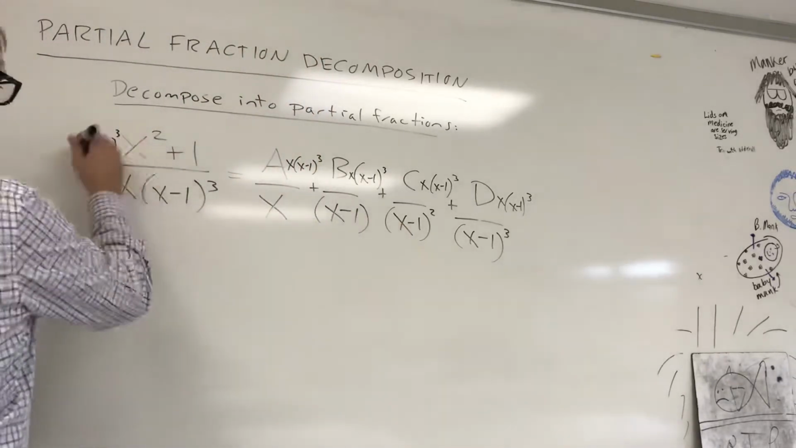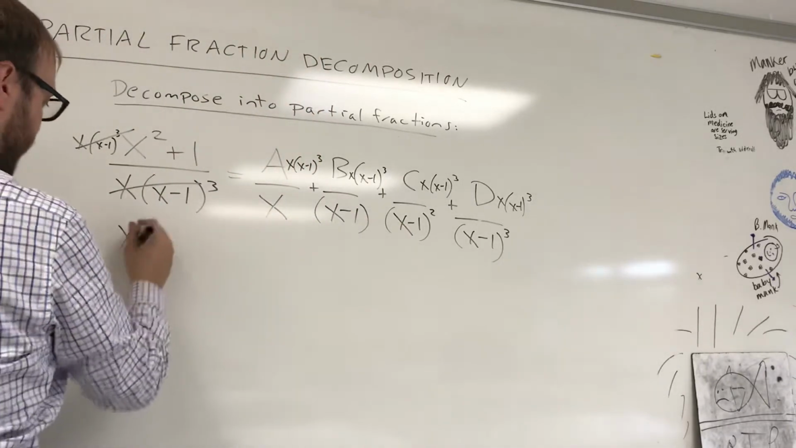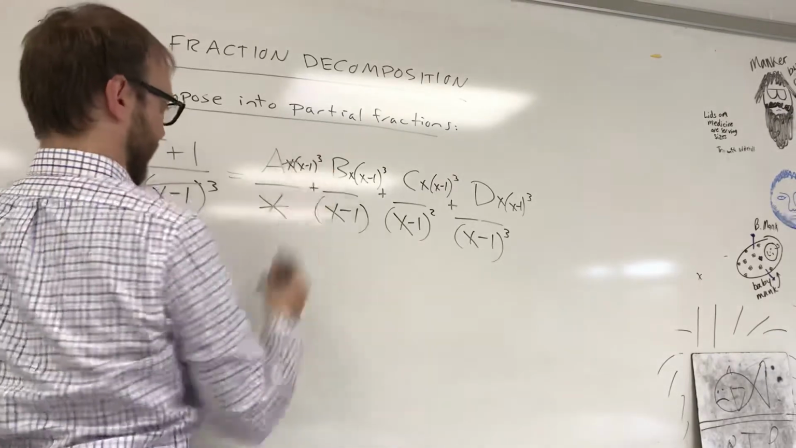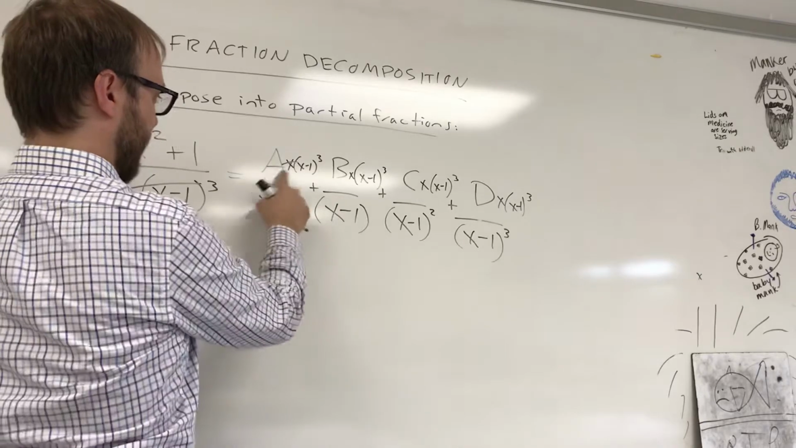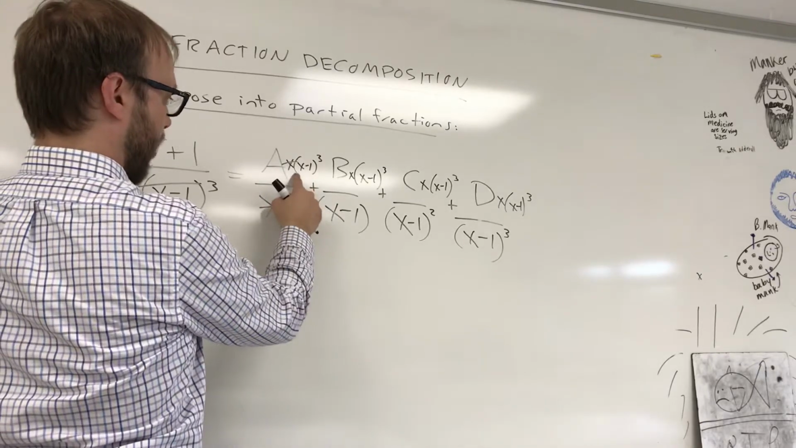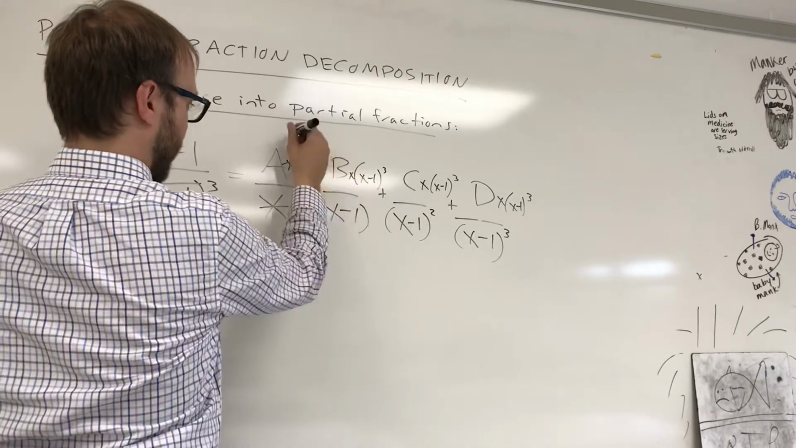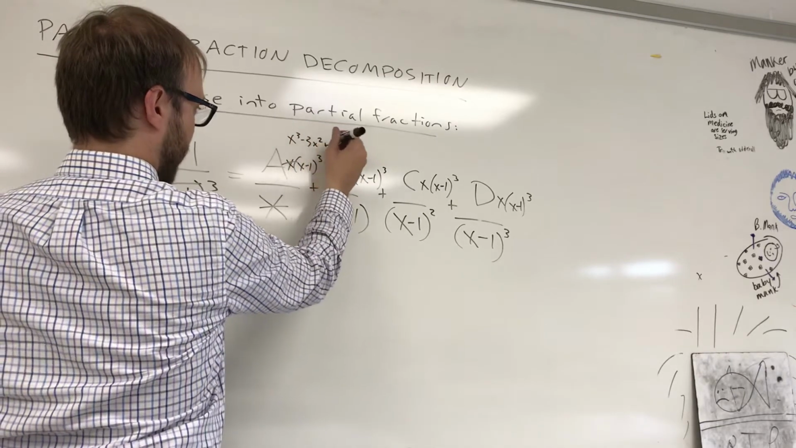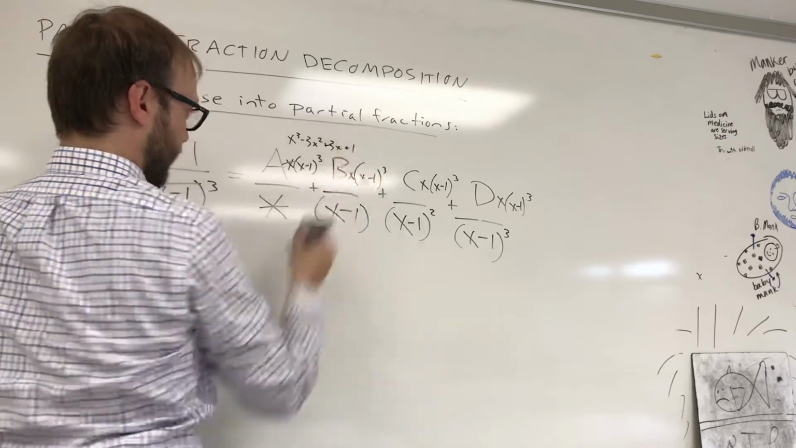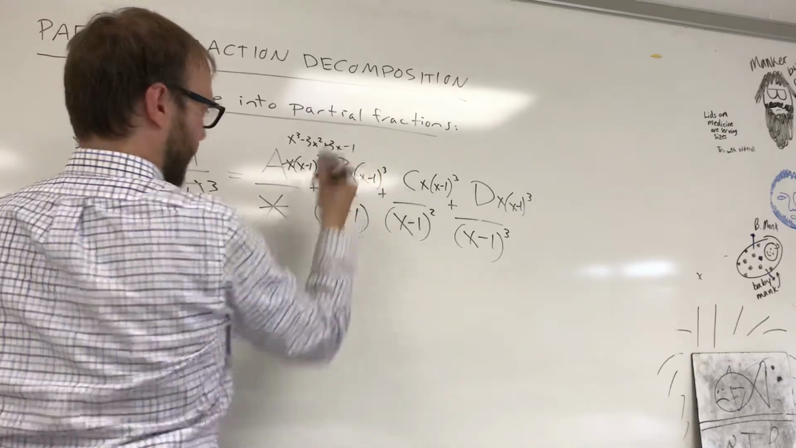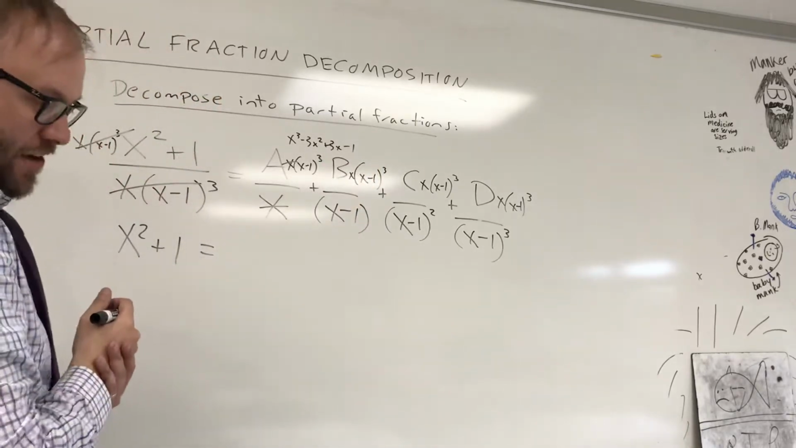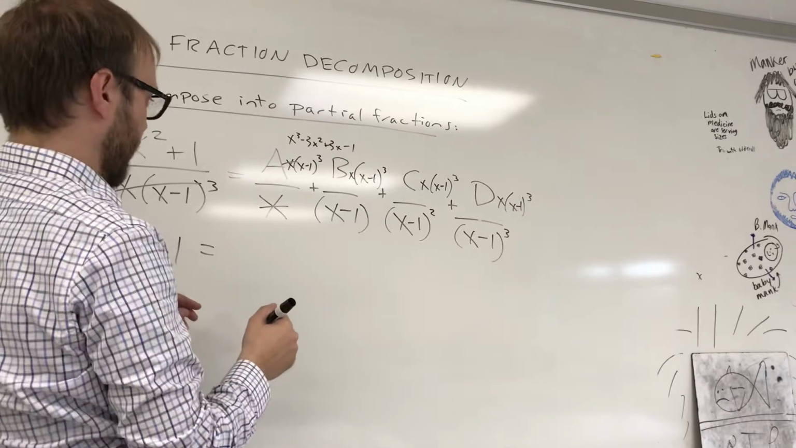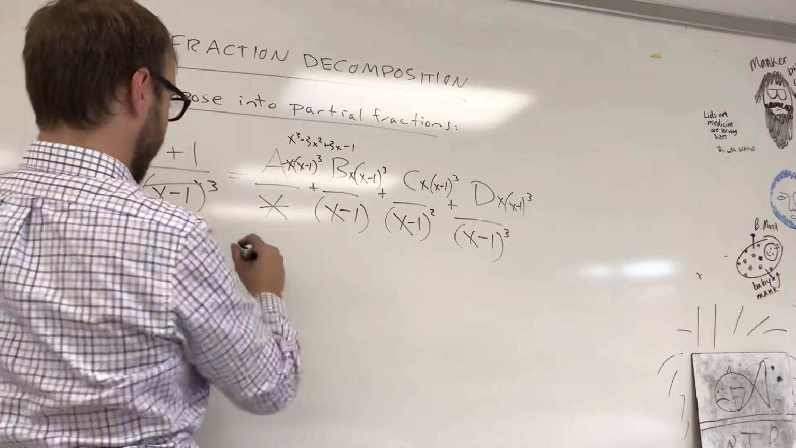So here, all of the denominators cancel out. We're just left with an x squared plus 1. Over here, just the x cancels. We're going to be left with an a times x minus 1 cubed. X minus 1 cubed is x cubed minus 3x squared plus 3x minus 1, if you go through the whole process there. Anyway, it'll be a times that.